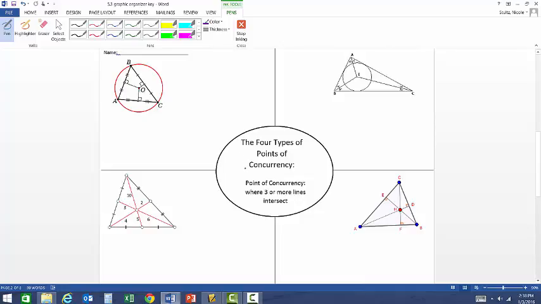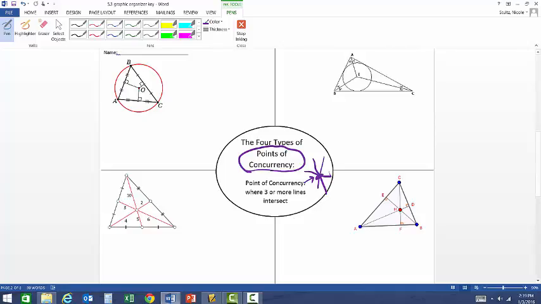I want to start by defining point of concurrency. All it takes to be a point of concurrency is 3 lines that just need to intersect. The point where they intersect is called a point of concurrency. Now we talked about four special lines in triangles: medians, altitudes, perpendicular bisectors, and angle bisectors. But we're actually going to talk about where those special lines come together, and those points have a special name.